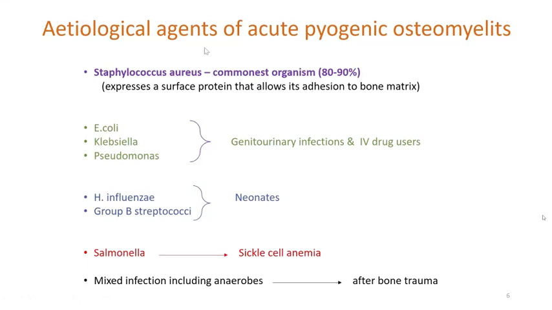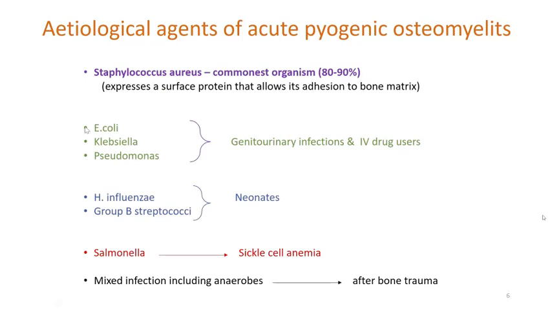First, we will look at the etiological agents of acute pyogenic osteomyelitis. The most common cause is Staphylococcus aureus infection. In 80 to 90% of the cases where we identify the causative agent, it is Staphylococcus aureus, because this bacteria has a surface protein that allows adherence to bone matrix. So it has an affinity to cause bone infection.